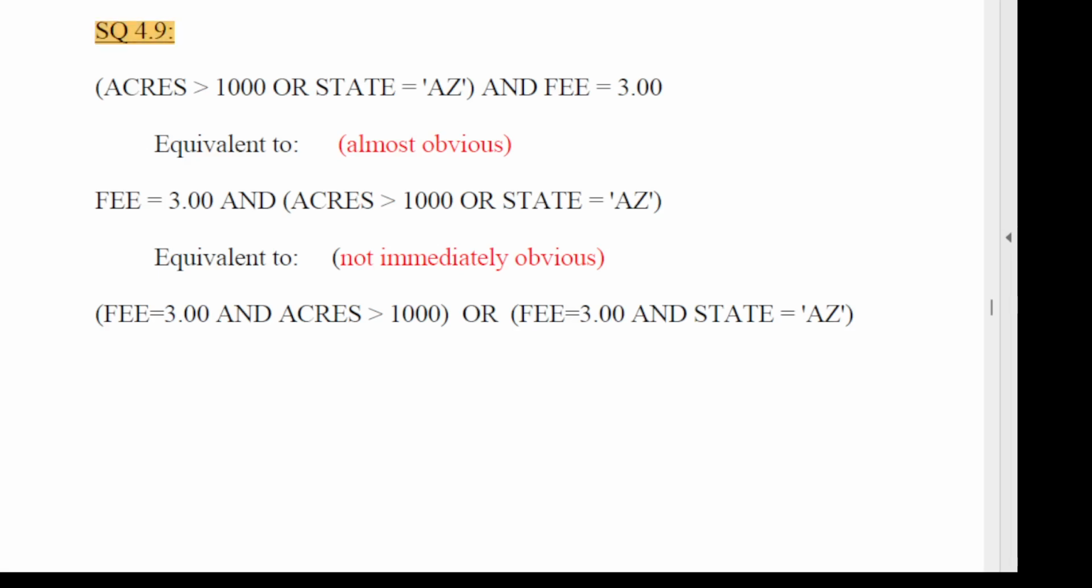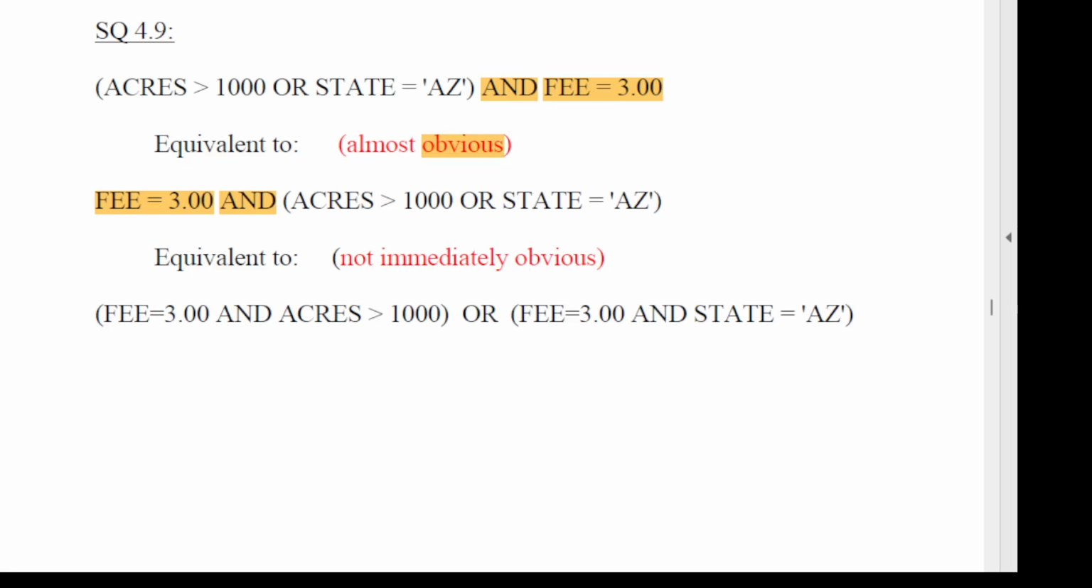Sample query 4.9. There we coded an or condition within parentheses and then said, and fee is equal to $3. Now let me make a first jump here. I'm going to take this fee is equal to $3 and move it up front and connect it with the and right here. So that's practically obvious. Just resequence them.